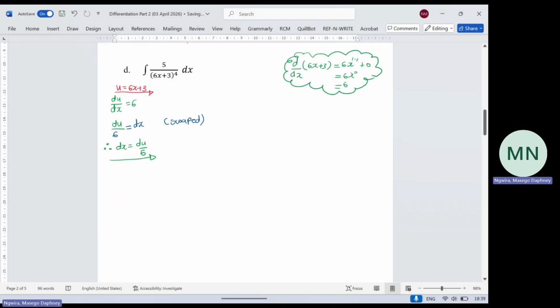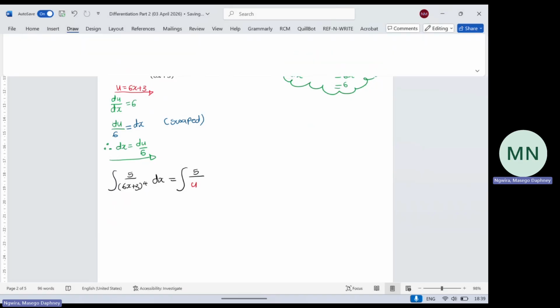So we're going to say the integral. Remember we have the integral of 5 over 6x plus 3, everything to the power of 4, with respect to x. So this will be equal to, now we're going to substitute. It's going to be 5 over, we said our 6x plus 3 is u, so I'm just going to say u, to the power of 4.